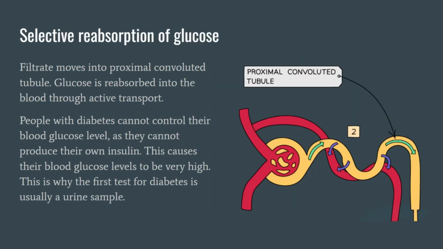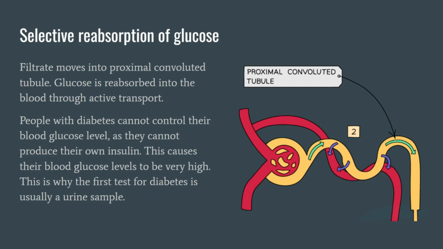After the filtrate enters the Bowman's capsule, it moves down to the proximal convoluted tubule. This is where glucose is reabsorbed back into the blood via active transport. In order to generate enough ATP for active transport to occur, the nephron has adapted by having many mitochondria which can perform cellular respiration to produce ATP. Keep in mind that the proximal convoluted tubule is the only area where glucose can be reabsorbed.